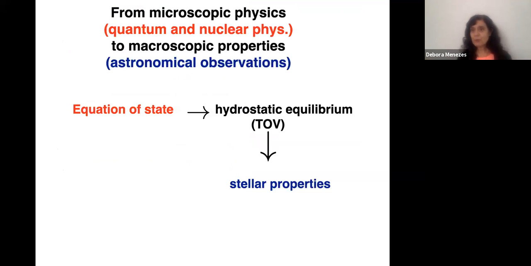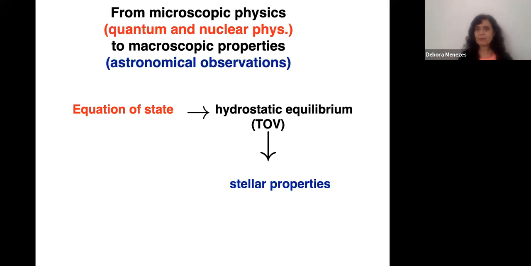So what does it have to do with nuclear physics again? The idea is to go from microscopic physics, so nuclear and quantum physics, to macroscopic properties related to these astronomical observations that have been made. So we start from an equation of state. What's an equation of state? It's something like PV equals nRT, like you learn in chemistry at high school. Of course, we have much more sophisticated ones with ingredients that describe nuclear physics.